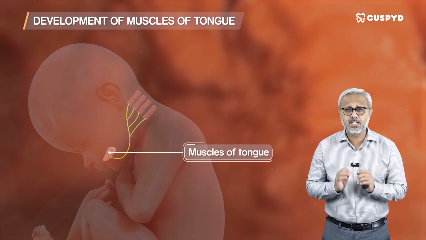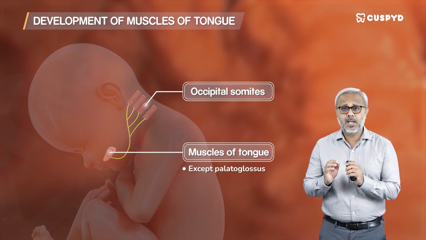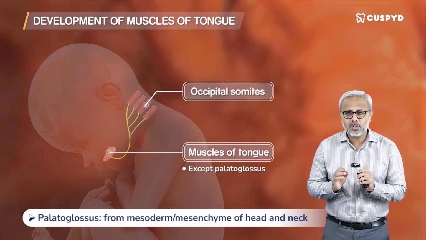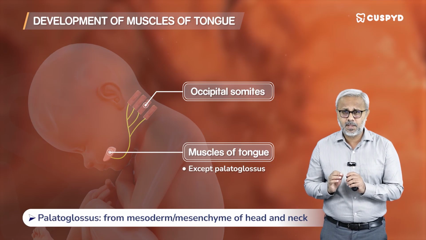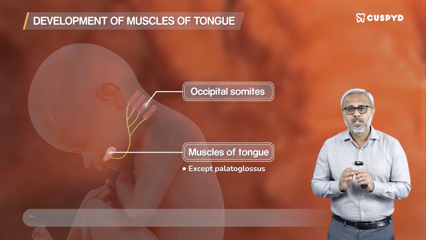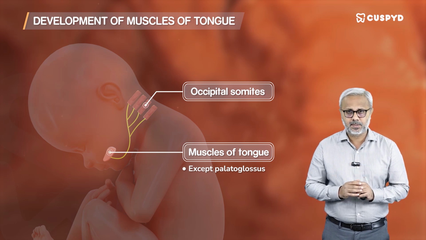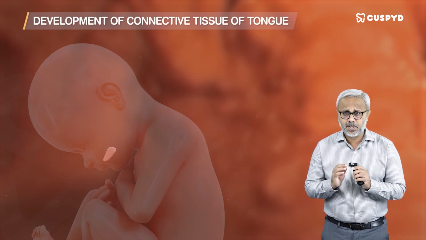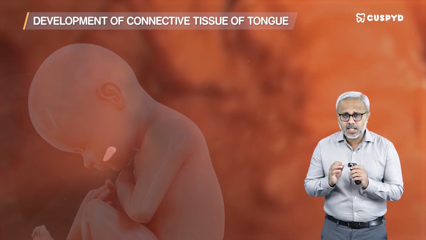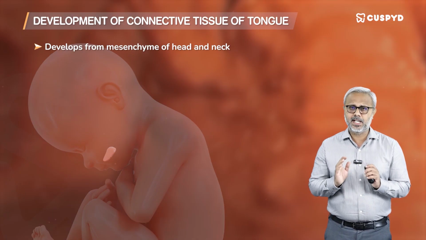The muscles of the tongue develop from occipital somites except for palatoglossus. The palatoglossus muscle is believed to develop from the mesoderm of the head and neck or the mesenchyme of head and neck. So, this is what you must write in the development of muscles of the tongue. What about the development of connective tissue? Even the connective tissue component of the tongue develops from the mesenchyme of head and neck.